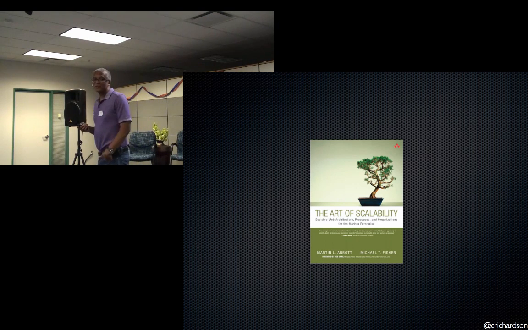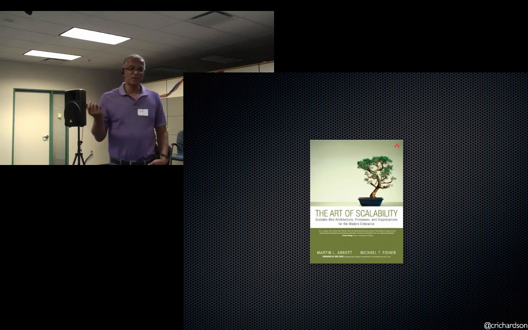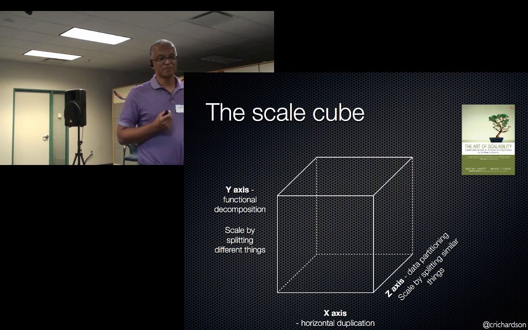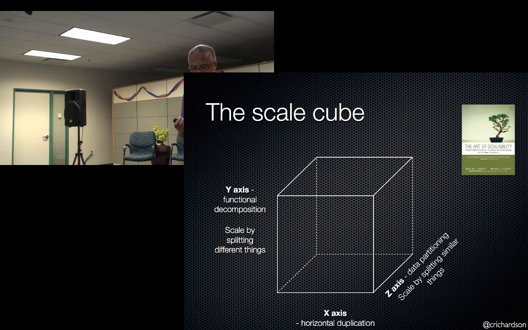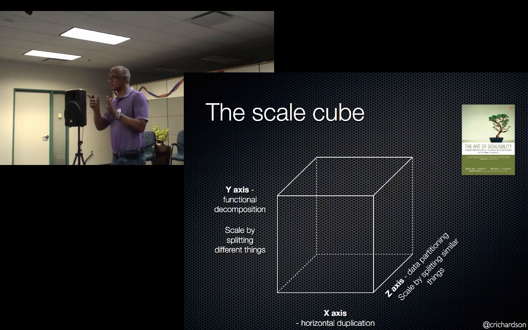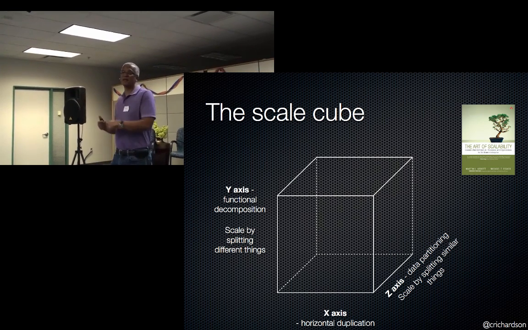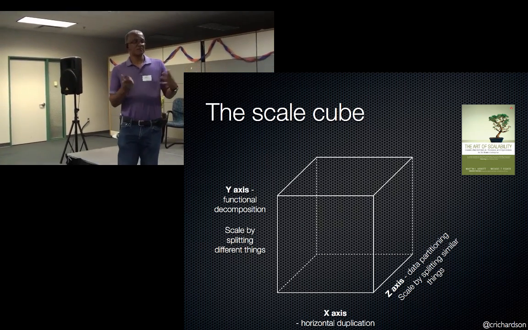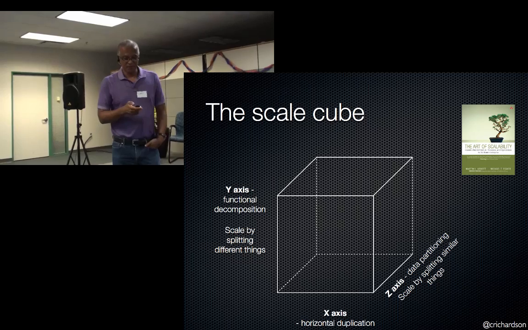They later came out with a more technical book, the 50 Rules of Scalability. But this book was fascinating, and one reason it was so interesting is that they had this three-dimensional model of scalability, the scale cube. There are three axes, three different ways of scaling your application. One of them was x-axis scaling, which is just horizontal duplication, where you run multiple copies of your app behind a load balancer. That's the standard thing that we've been doing for years.